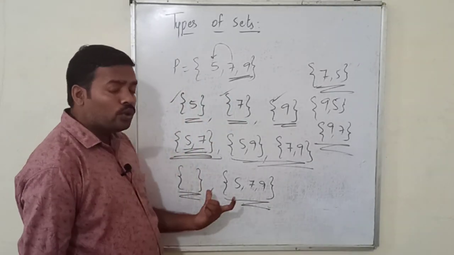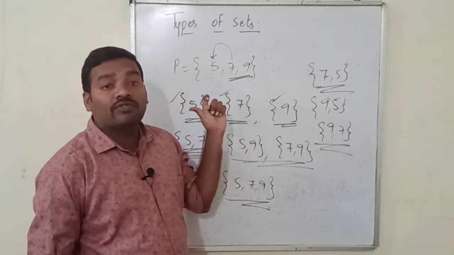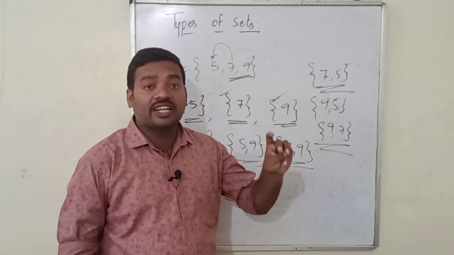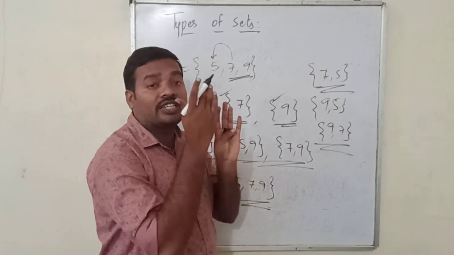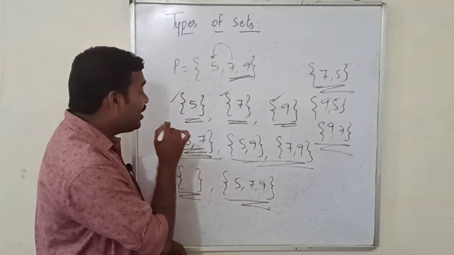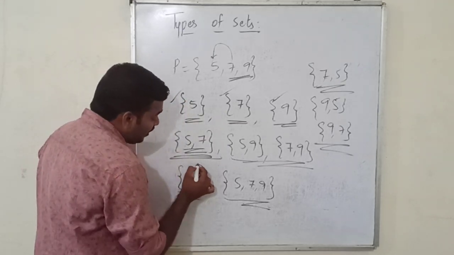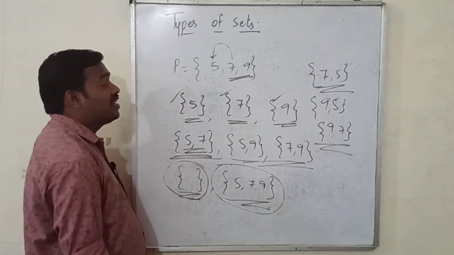So whenever you are writing subsets for the given set, you have to take one element into consideration first, next two elements, next three elements, like that. However many elements there are, that many elements are taken into consideration, and their combinations should be considered to write the subsets of the given set. And the subsets include the empty set and the set itself.